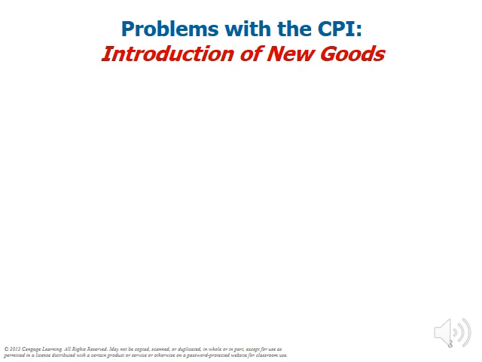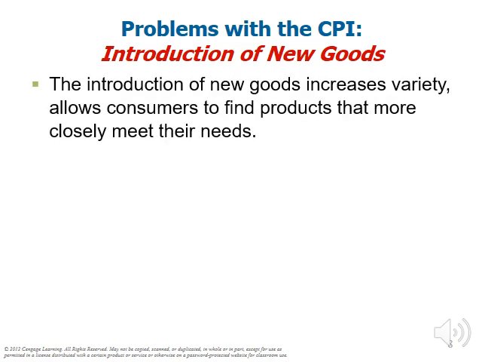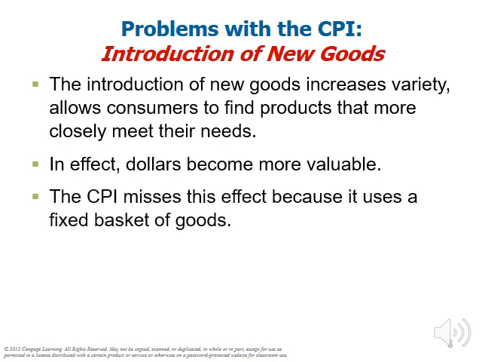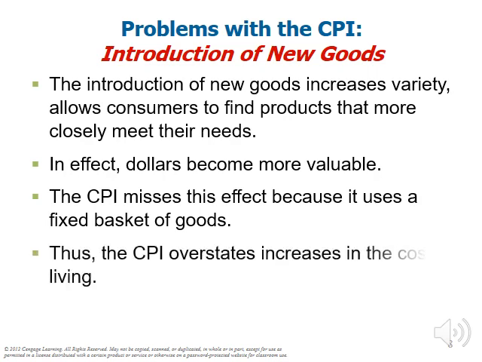Our second problem with the CPI is the introduction of new goods. The introduction of new goods will increase variety, and this allows consumers to find products that more closely meet their needs. In effect, the dollar becomes more valuable. This is because you can buy the variety of such a good that most closely matches that which would give you the most utility. The CPI misses this effect because, again, it uses the fixed basket of goods. Thus, the CPI will overstate increases in the cost of living.